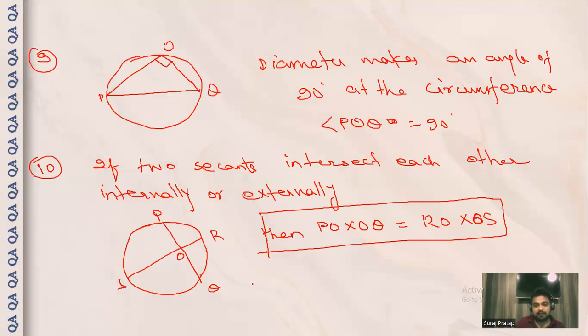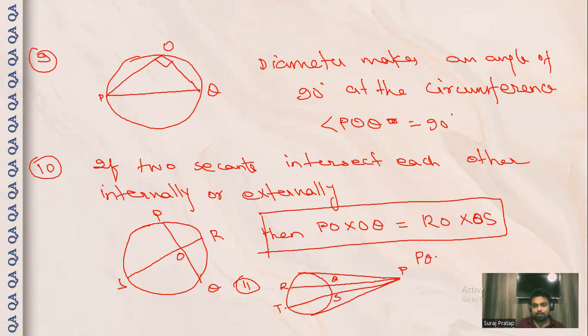And similarly for the external case, it will be like, the 11th is, if this is a circle, let's say I'm drawing it from an external point. Okay, this is an external point, and let's say I've joined this like this, and this like this. Again, this will be equal to how much? P, Q, R, S, T. So PQ into QR will be equal to PS into ST.